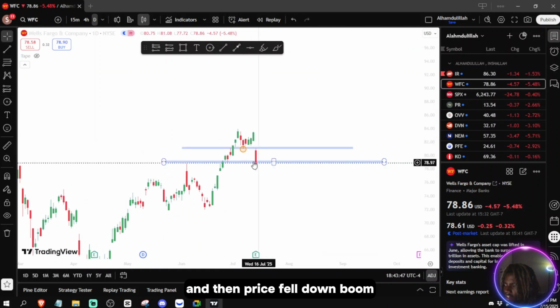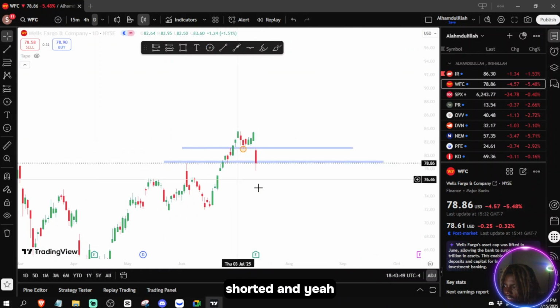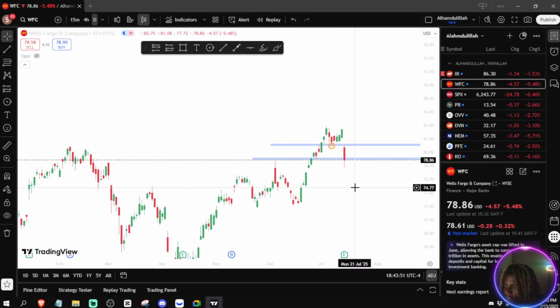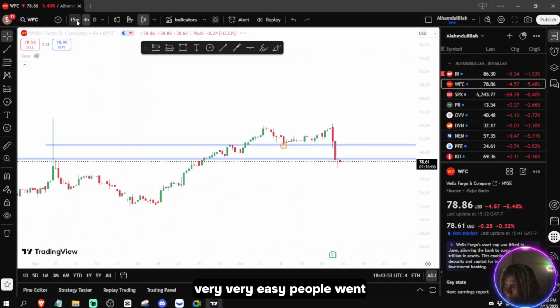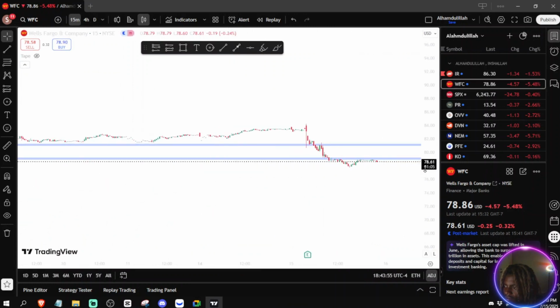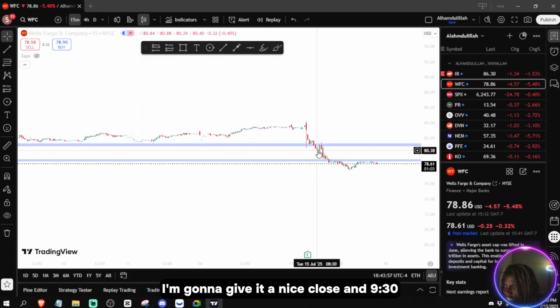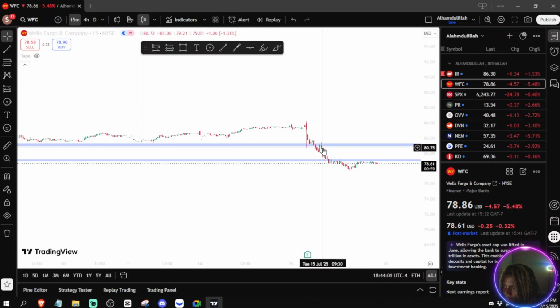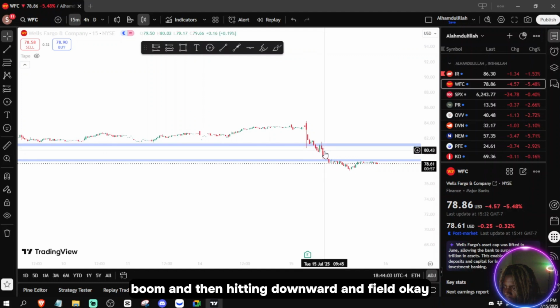And then price fell down, boom, shorted, and yeah, very easy. People went ahead and just caught that. And it gave a nice close at 9:30, boom, and then heading downward and filled.